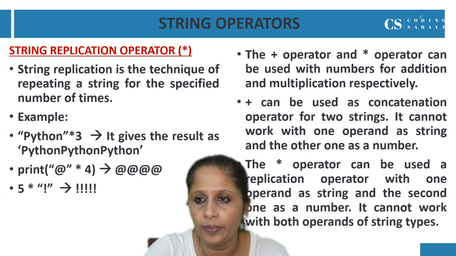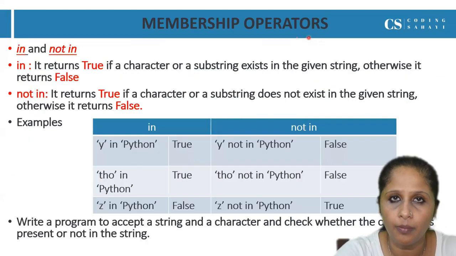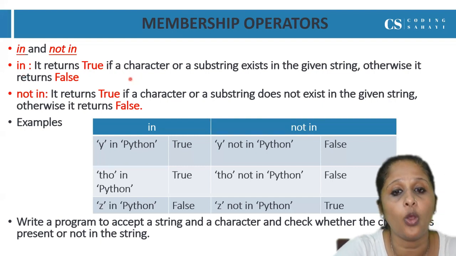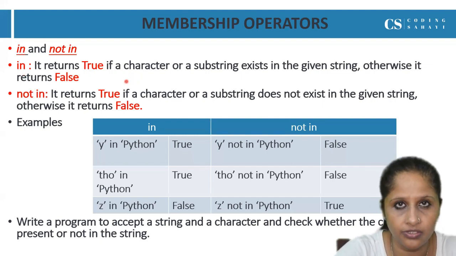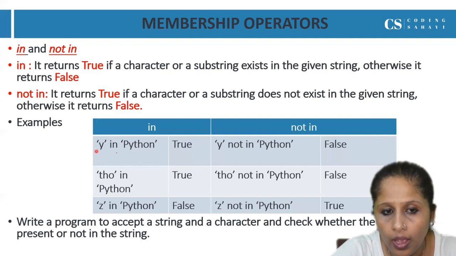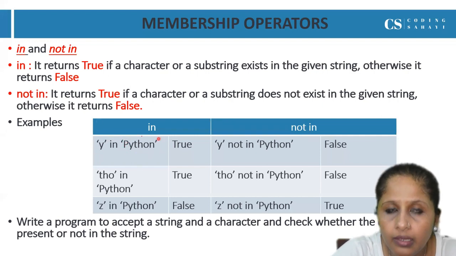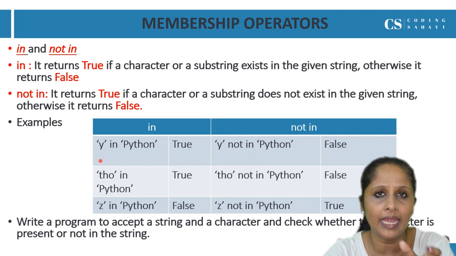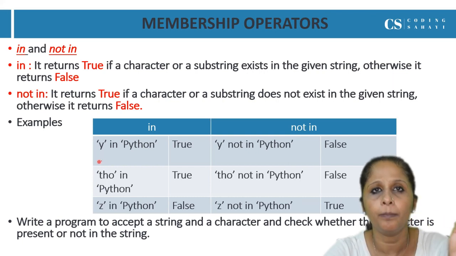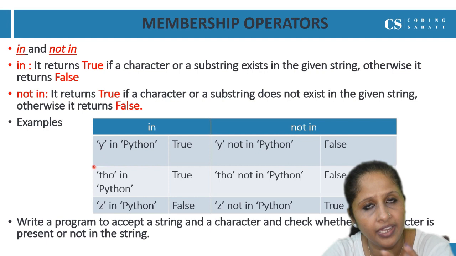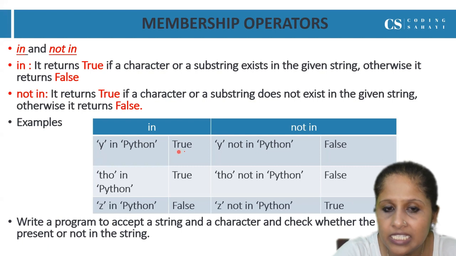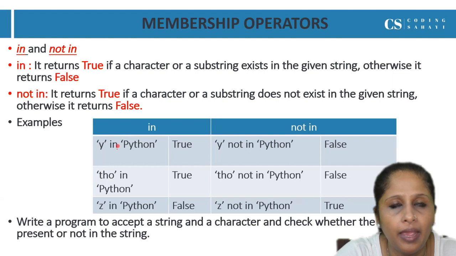Let's see the next operator. Our next operator is the membership operator. Already you know, in and not in. In returns true if a character or a substring exists in the given string. For example, y in Python. Here Python is a string and y is a substring. A substring means any portion of the string: py is a substring, then tho is a substring, o is a substring. So y in Python is true, because y is a substring present in the Python string.